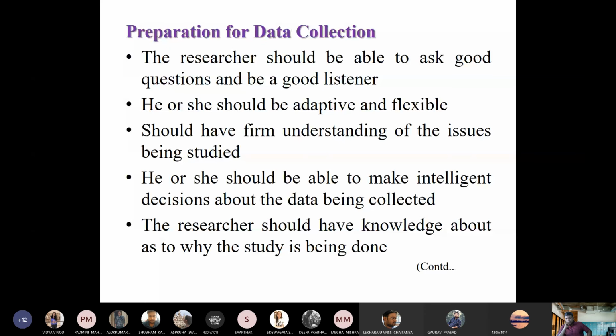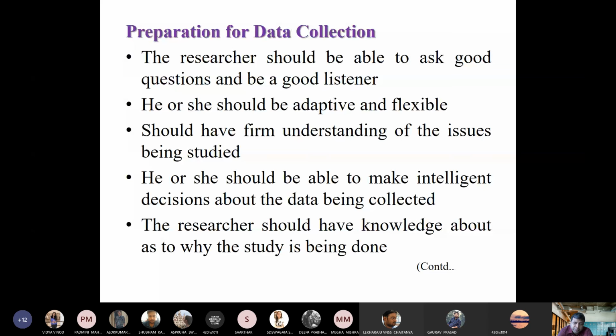While you are preparing to collect the data and want to go to the field, your motive should be clear. It is not that you will only keep on asking questions and always interfere when the person is answering. Rather, you should ask a good question, then remain silent and try to be a good listener. You just listen.